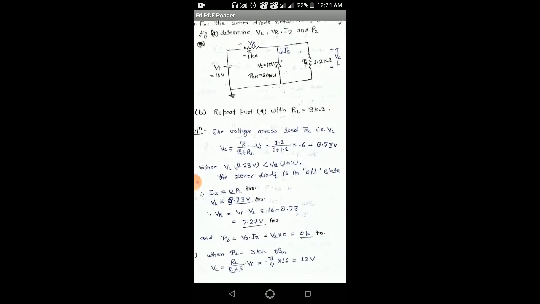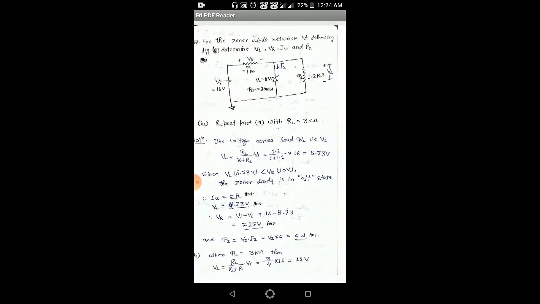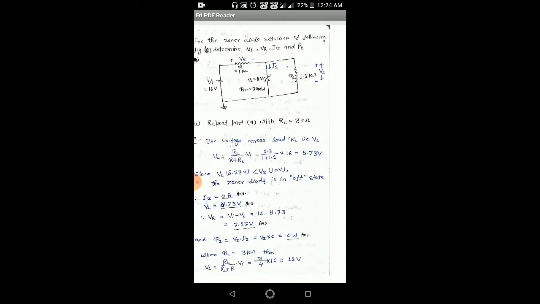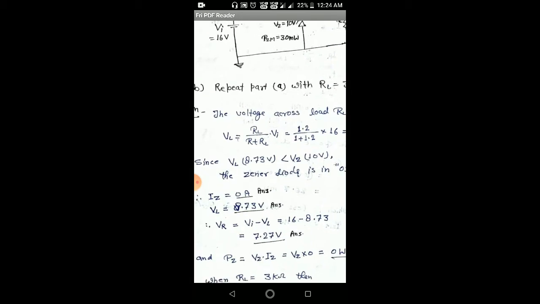Clearly we can see this value is less than VZ, the Zener breakdown voltage. In this question the value of VZ is equal to 10 volt, but we have calculated VL as 8.73 volt, which is less than VZ. So the Zener diode is in off state. If the Zener diode is in off state, it acts as an open circuit, so the current through the Zener diode is 0. So IZ is equal to 0 ampere, and VL is equal to 8.73 volt.